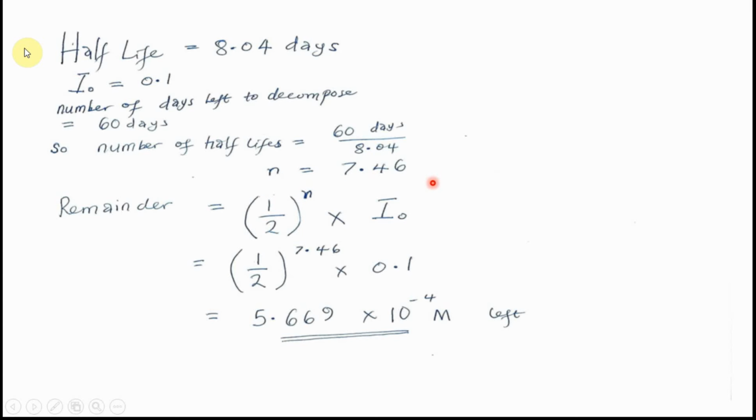So to find out what remains after it has gone through 7.46 half-lives, we use half raised to the power of n, which is the number of half-lives, the number of times it has divided its initial concentration by half, and then we multiply by the initial concentration. So the remainder is going to be half raised to the power of 7.46, times the initial quantity, 0.1. And that's going to give us 5.669 times 10 raised to the power minus 4 molar left. So the solution is left with 5.669 times 10 raised to the power minus 4 molar.